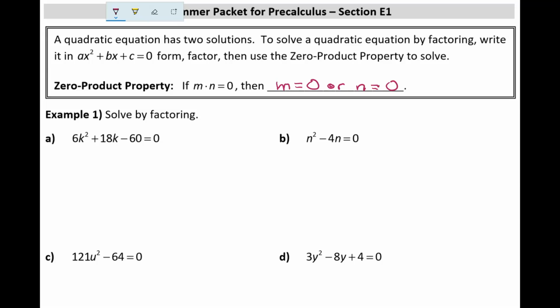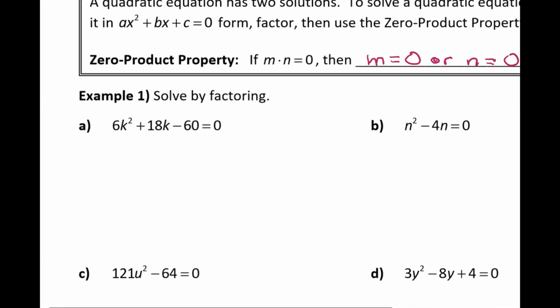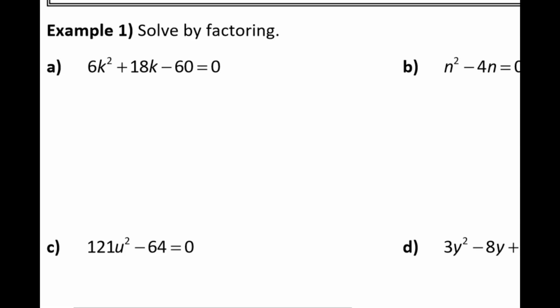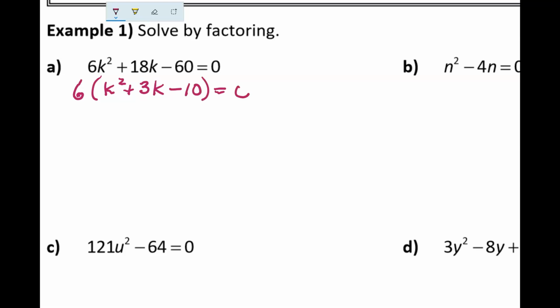Let's look at a. In a, those look like awfully large numbers, and that's really a signal for me to look for some common factor that I can factor out. It so happens that 6 divides evenly into all of those, so it will be much easier for you if you factor out that 6 first. And then we get k squared plus 3k minus 10.